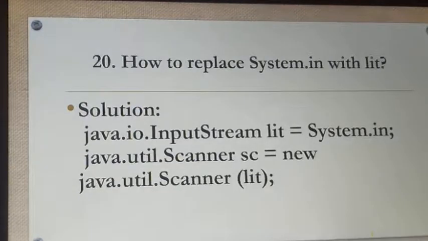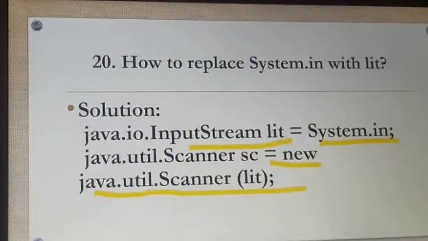Twentieth question is, how to replace System.in with lit? Solution: java.io.InputStream lit = System.in; java.util.Scanner sc = new java.util.Scanner(lit). We discussed all important questions. Thank you.